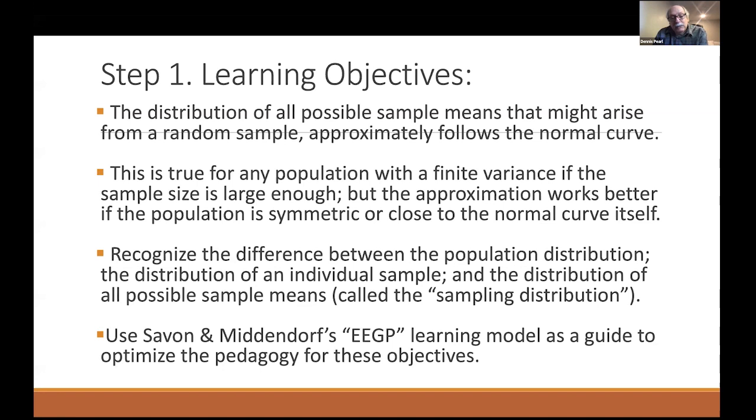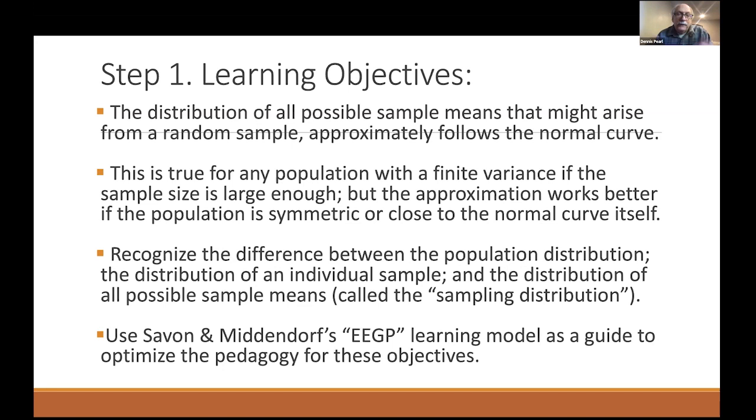And I want students to be able to recognize the difference between the types of distributions that are floating around here. There's the original population distribution. Then there's the distribution of the individual values that show up in your random sample, which are supposed to be representative of that population. And then finally, there's this idea, sort of a thought experiment, about all the possible sample means that might arise from that process. That's the sampling distribution. So those are the three big learning objectives I want to get across.